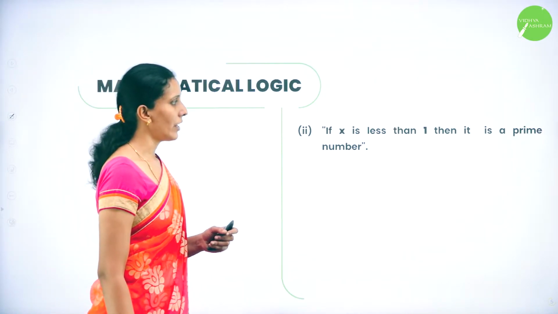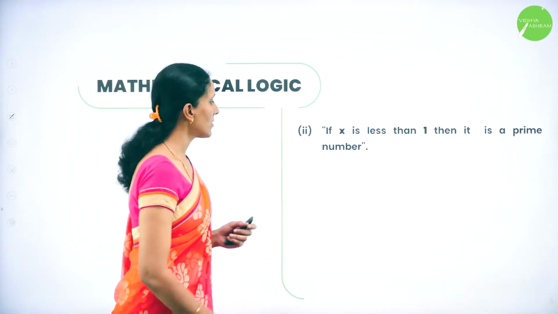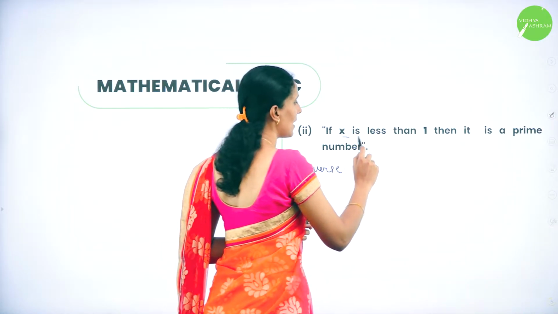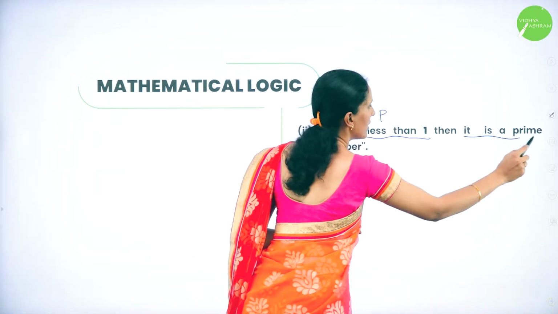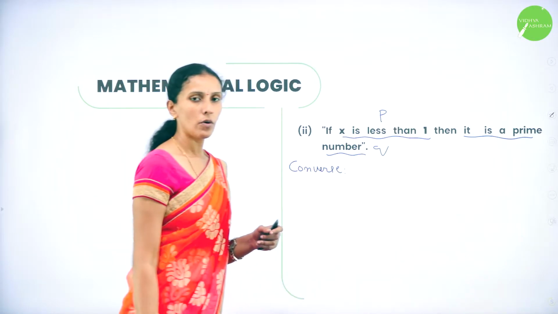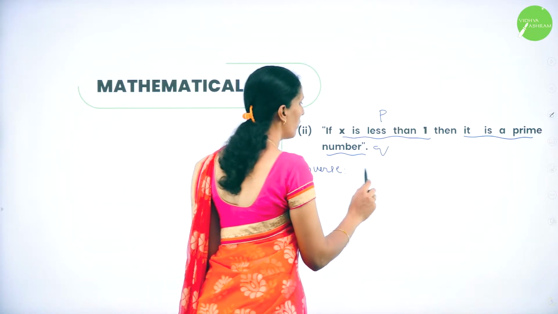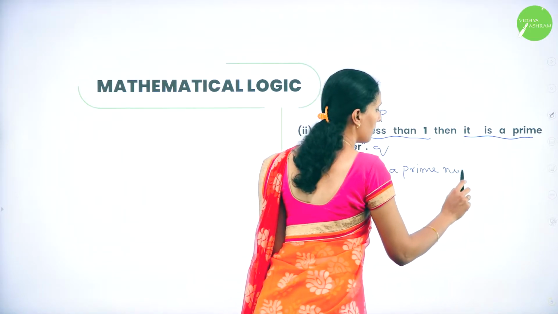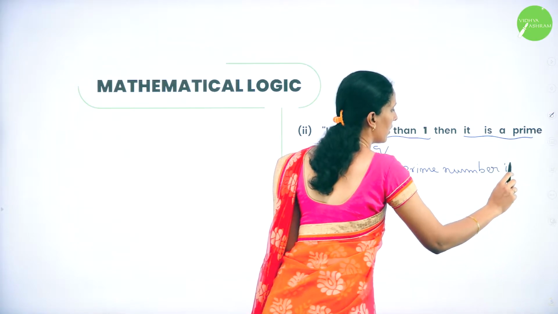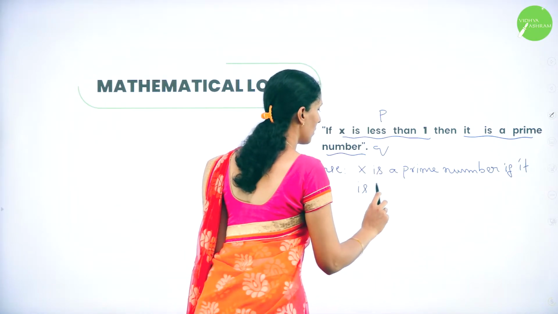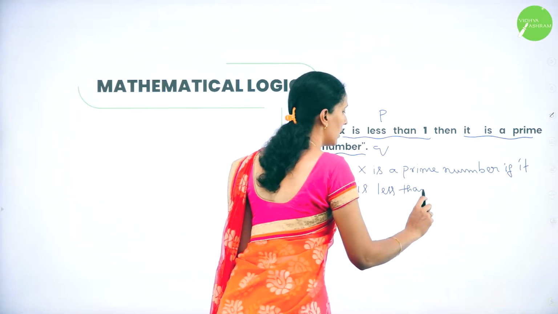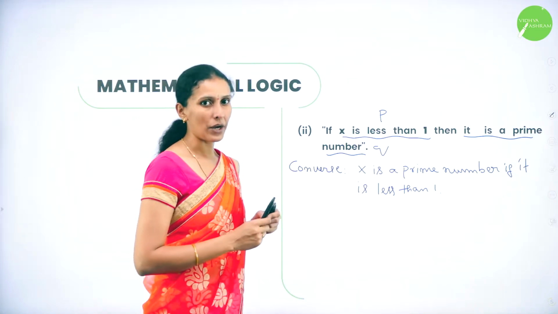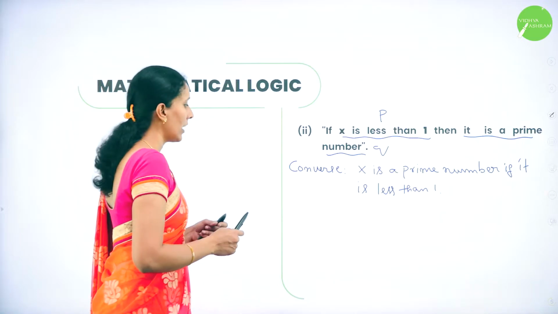If x is less than 1, then it is a prime number. So let's write the converse of this. x is less than 1 is P. It is a prime number is Q. So what is the reverse? Q implies P. So x is a prime number if it is less than 1. The sentence should start with x only, then only it becomes "it" later. So here also I will start with x, then I have converted it to "it" in the second part.